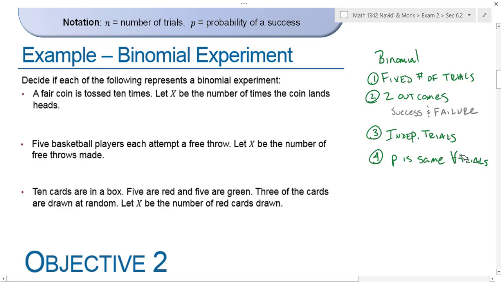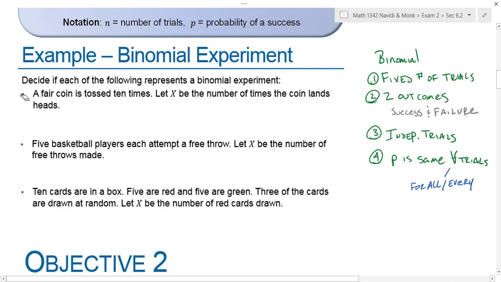This upside down capital A is a quantifier that we use to mean for all or for every. You'll see me use that quantifier to save on handwriting as we go through and take notes throughout the remainder of the semester. Looking at this first scenario, we're told that a fair coin is tossed 10 times.